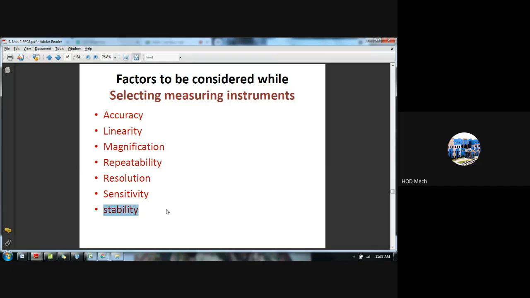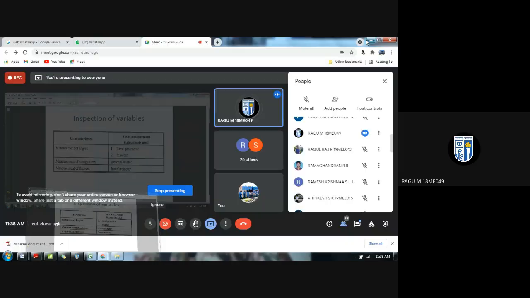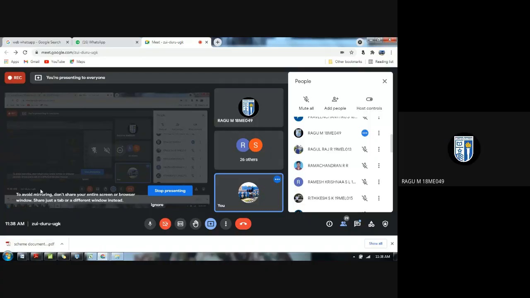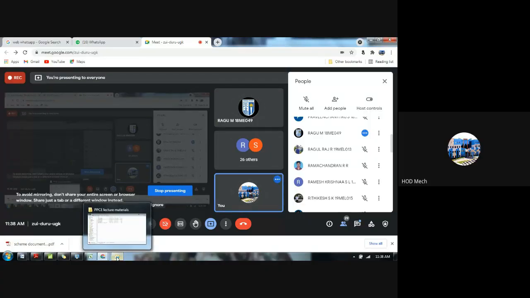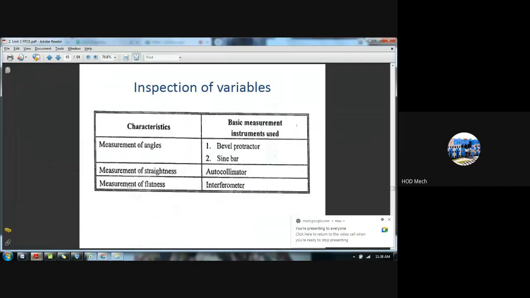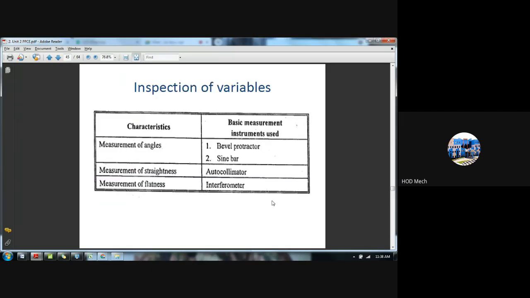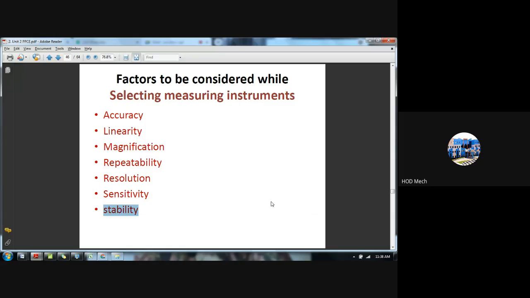Right. Can anyone respond to that? 7 terms are there. Please, anyone? Sir, accuracy. Linearity. Very good. Number 3, magnification. Very good. Number 4, resolution. Very good. Number 5, repeatability. Very good. Number 6, sensitivity. Then number 7, stability. Very good. That's good. Accuracy, linearity, magnification, resolution, repeatability, sensitivity, and stability.